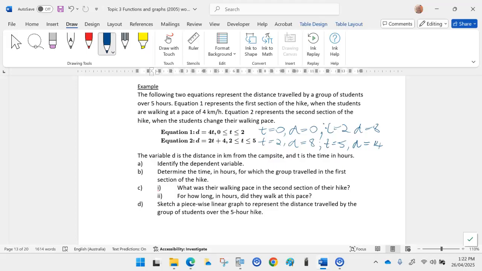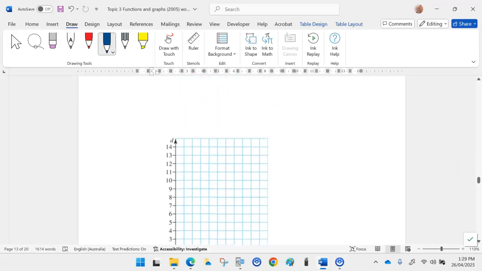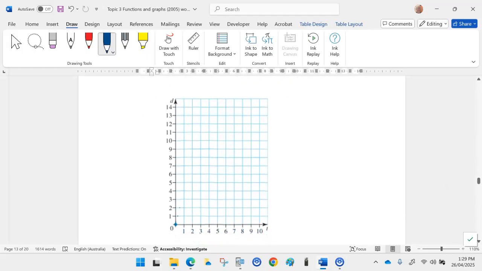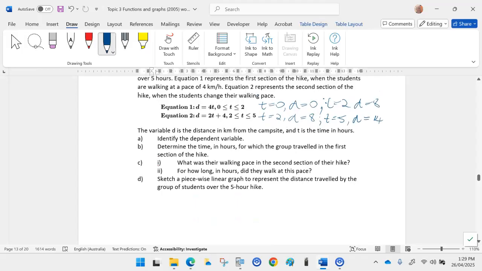Well, as you would hopefully remember, independent variables are graphed along the x-axis, and dependent variables will be graphed along the y-axis. In this case, if I was to compare any of these graphs to y equals mx plus c, y is measured along the vertical axis. That makes it the dependent variable. In this case, d is measured along the vertical axis. So in a graph of d versus t, d is the dependent variable.